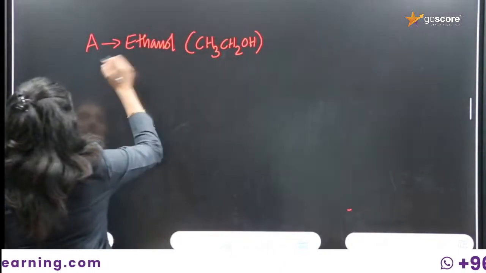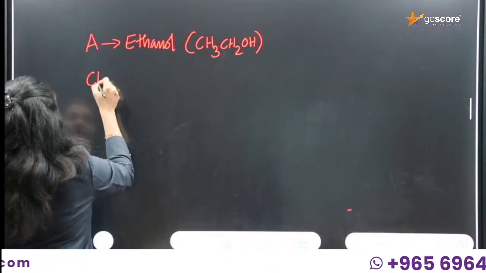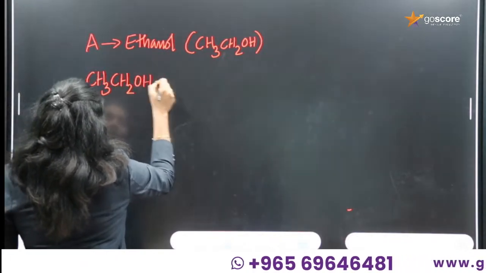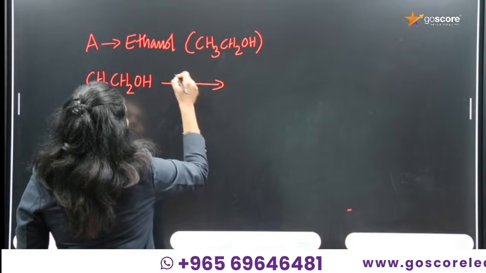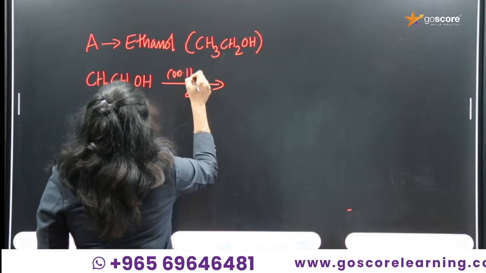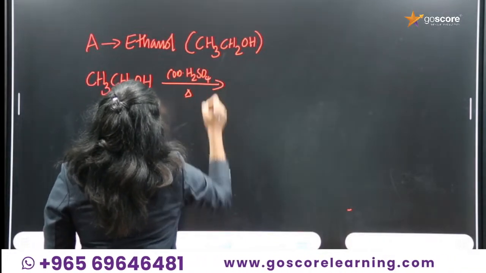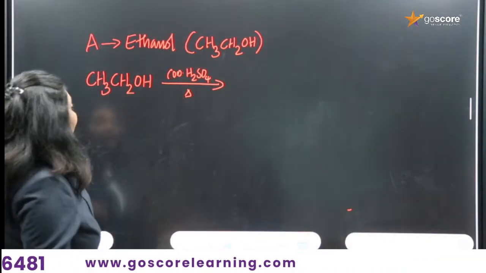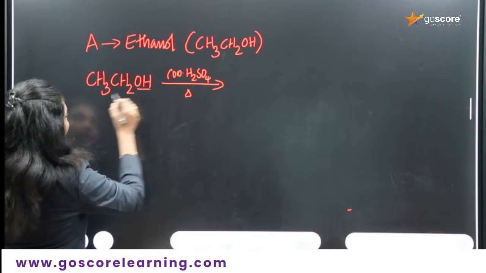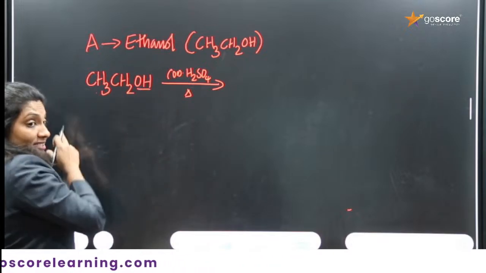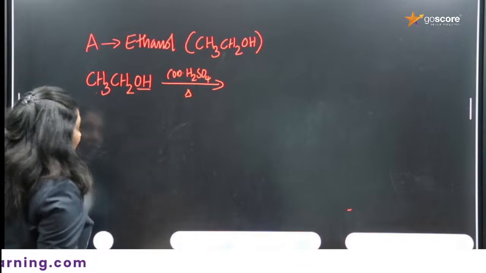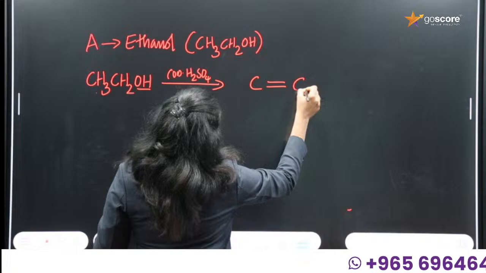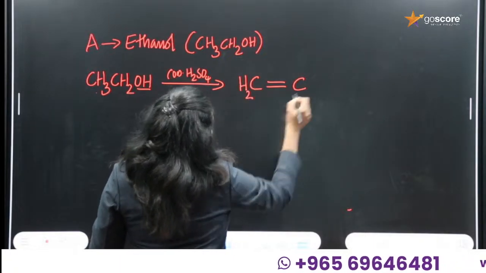So this is your A, right? And when you heat A, CH3CH2OH, in the presence of concentrated H2SO4, what happens? This H2SO4 removes the water. It acts as the dehydrating agent, and OH from this carbon and one hydrogen from the adjacent carbon is removed as water, and in between the carbons a double bond is forming, right?